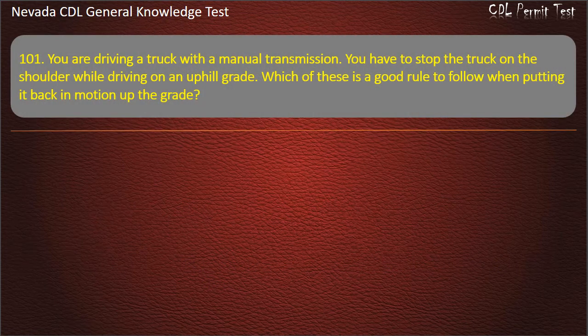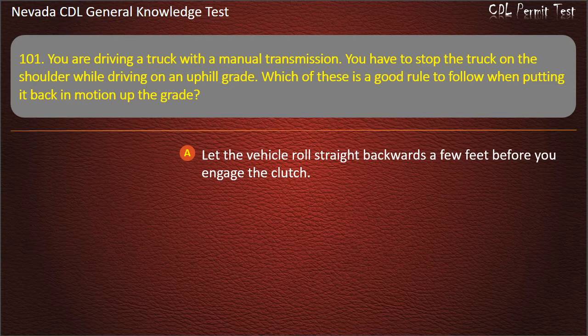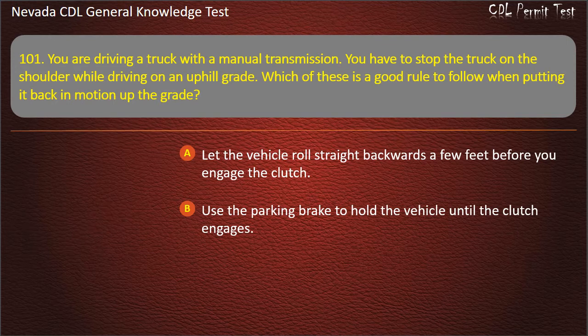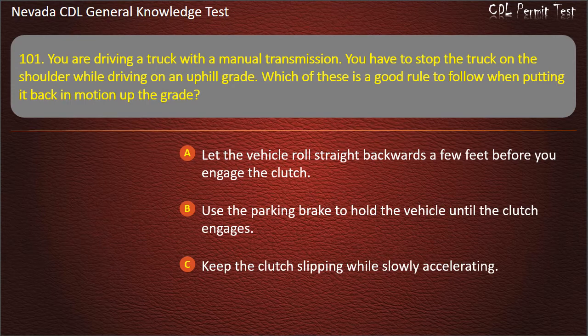Question 101. You are driving a truck with a manual transmission. You have to stop the truck on the shoulder while driving on an uphill grade. Which of these is a good rule to follow when putting it back in motion up the grade? Let the vehicle roll straight backwards a few feet before you engage the clutch. Use the parking brake to hold the vehicle until the clutch engages. Keep the clutch slipping while slowly accelerating. Answer: Use the parking brake to hold the vehicle until the clutch engages.